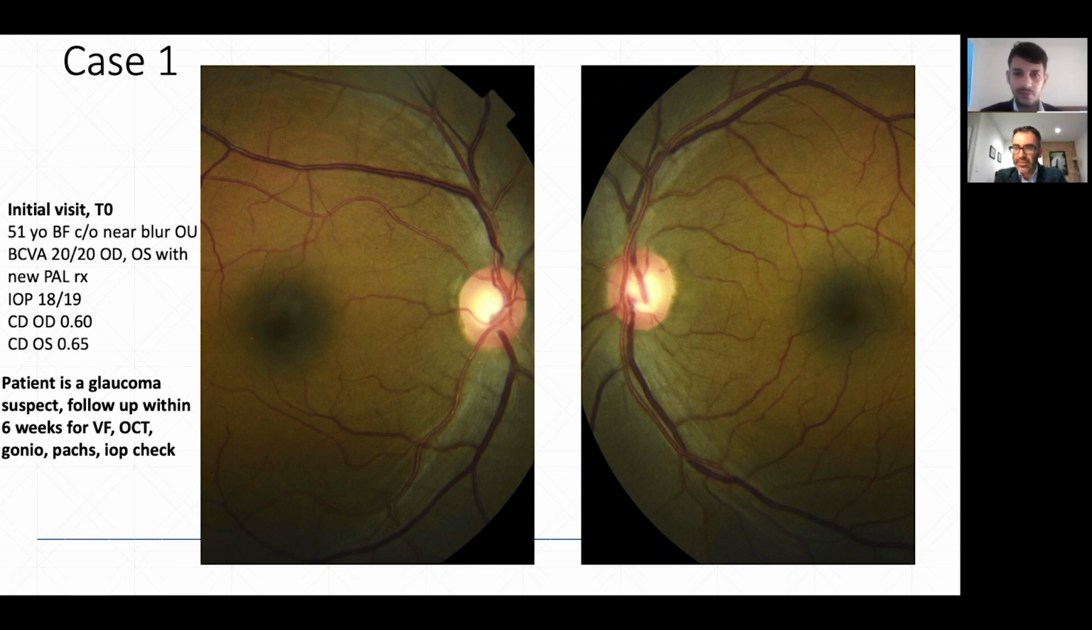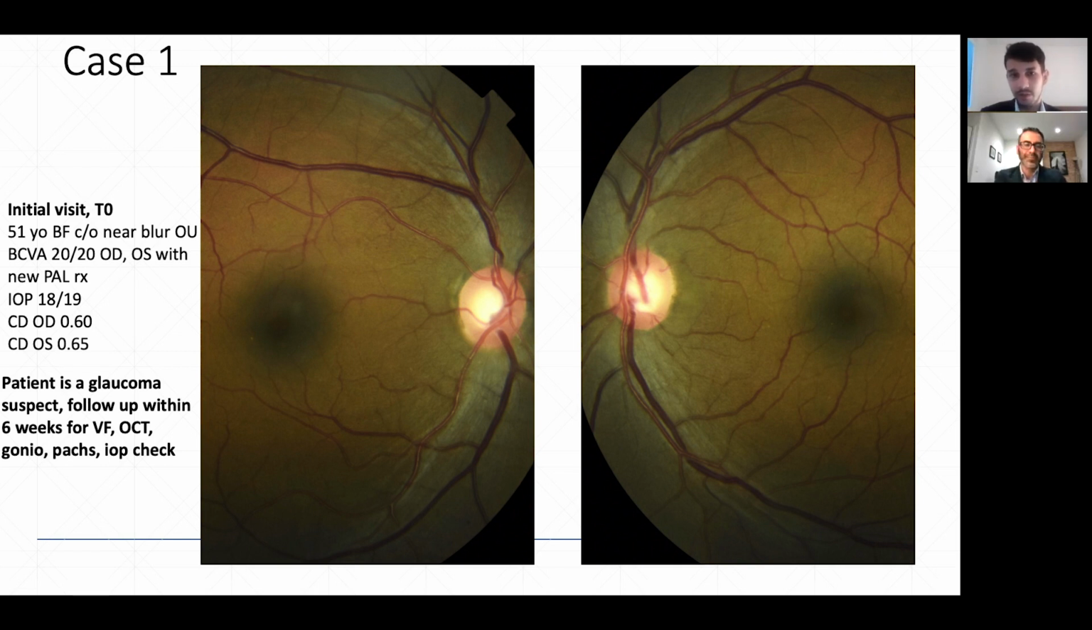So I guess the first thing would be looking at the size of the disc. Do you have a very large disc? Do you have a very small disc? Is the disc itself vertically elongated, horizontally elongated? You'll see sometimes. Is it tilted? And then, of course, you look at the cup. Does the cup size make sense for that disc size?